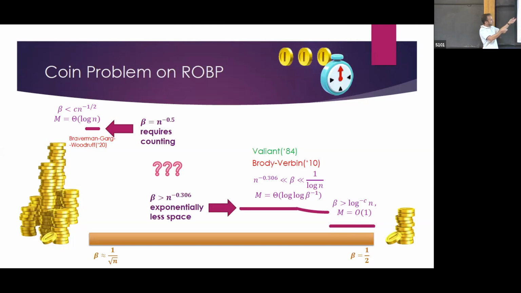A reason to think that maybe here we should have some threshold is that it could be that majority is very difficult because you actually need to count, but if you have some slack, then you can suddenly do much better because you don't need to explicitly count.